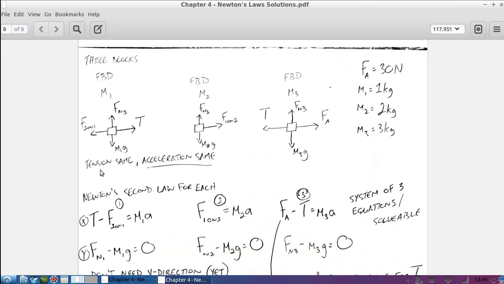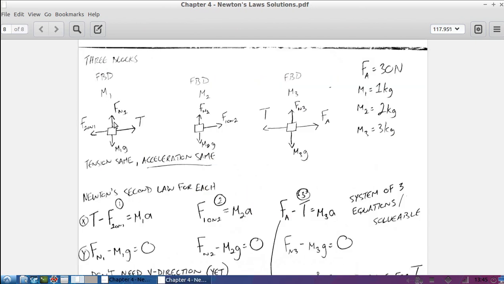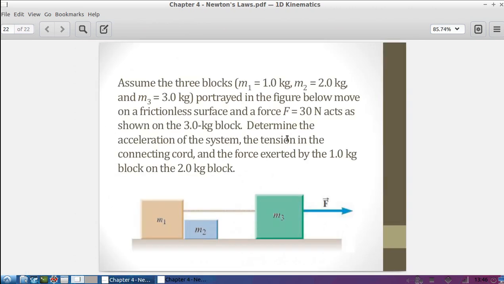So free body diagrams. For M1, I've got the normal. I've got gravity. Notice all of these, right? M1, M2, M3. They all have normal due to the surface and gravity. Normal, gravity, normal, gravity. Okay? So there are 3 separate normal forces on each block, 3 separate gravitational forces on each block. Now let's talk about the x direction. For M1, we've got the cable attached to it, so we've got T acting in the positive x.